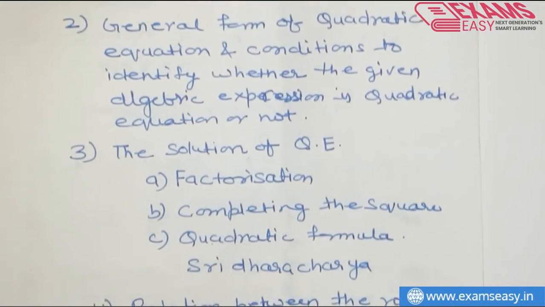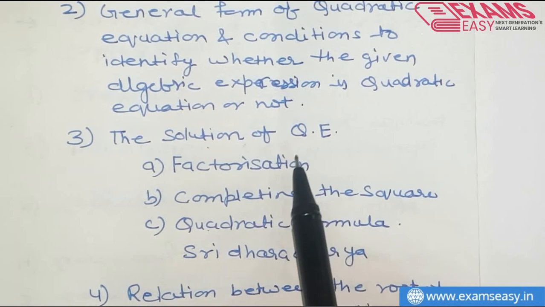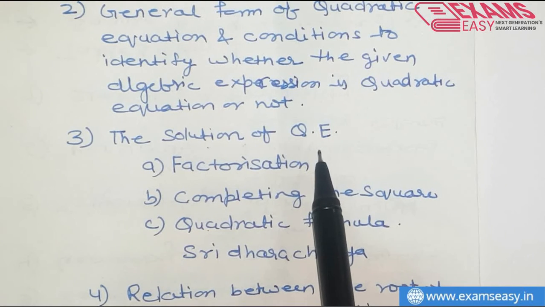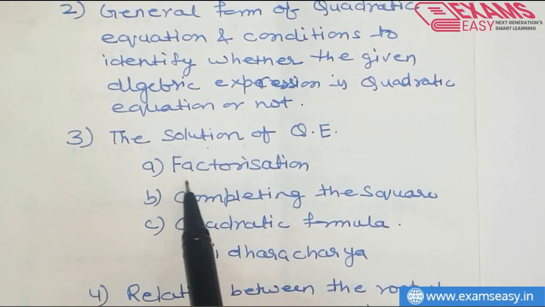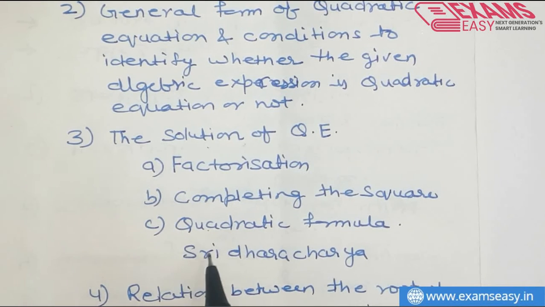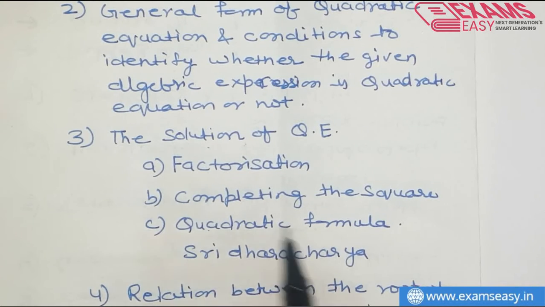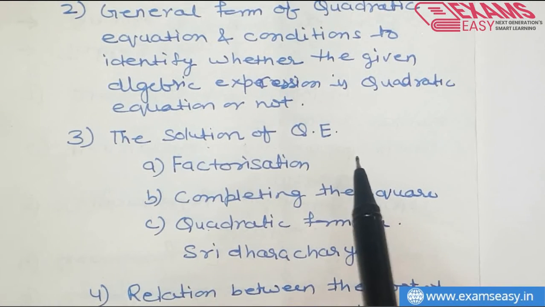Third, we will see how we can find the solution of the quadratic equation. So there are 3 methods to find the solution of the quadratic equation. The first one is the method of factorization. The second one is completing the square. The third one is the quadratic formula. The quadratic formula is also called Sridharacharya formula. So we have a single formula here and by using it we can find the solution of the quadratic equation.